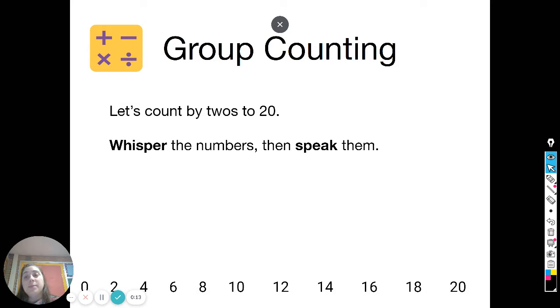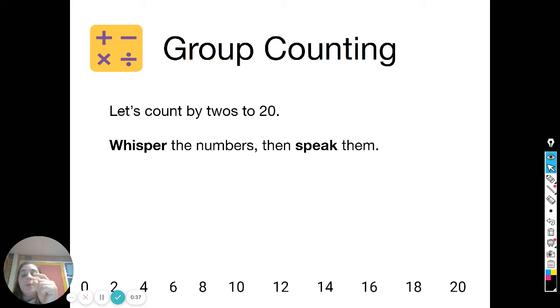We're going to start by doing some group counting. So we're going to count by twos to 20. We're going to whisper the number and then speak them. Okay? So first you'll whisper a number and then you'll speak it normal. And then you'll whisper and then speak normal. We're going to start with 0. Okay?